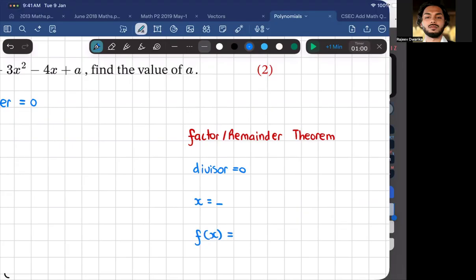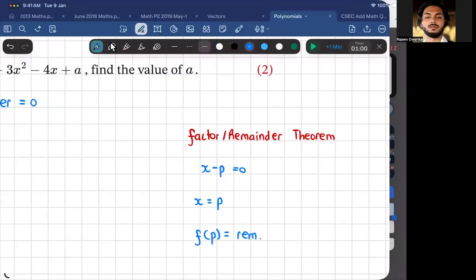So we could probably say x is equal to p, right? Actually I could just say x minus p here. So once you find for x, once you have x, you're going to plug that into the function, and that will give you the remainder. That's essentially the whole of the factor remainder theorem.